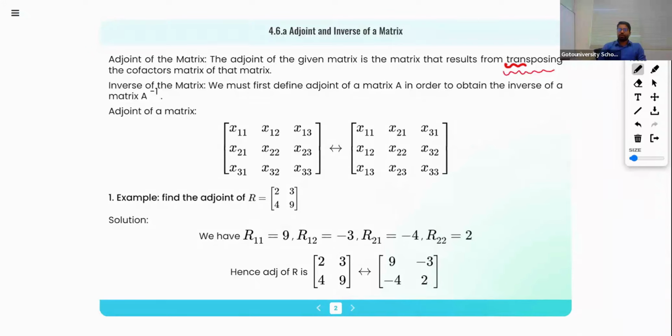Okay, so using all these, we can find the inverse of a matrix easily, but we have to be very careful while solving them, right? All these steps are included in finding the inverse of a matrix. Okay, so what is adjoint of a matrix? Adjoint of a matrix is the matrix that results from transposing the cofactor matrix.